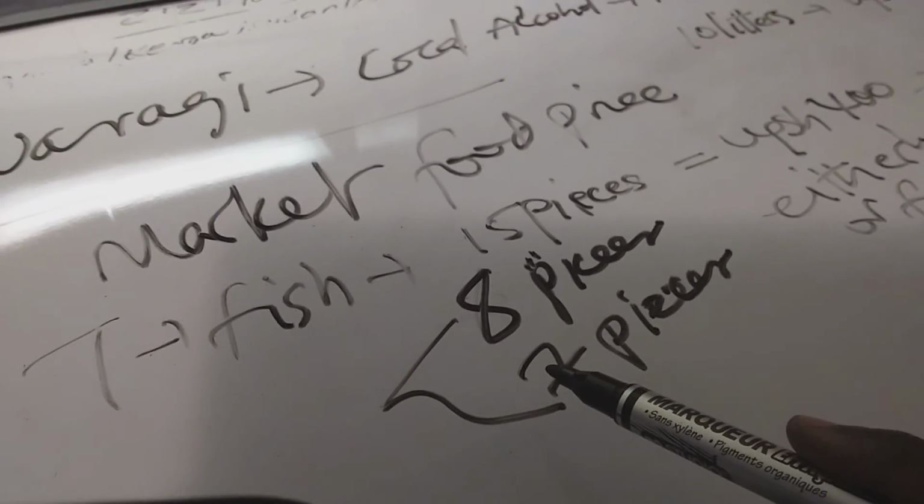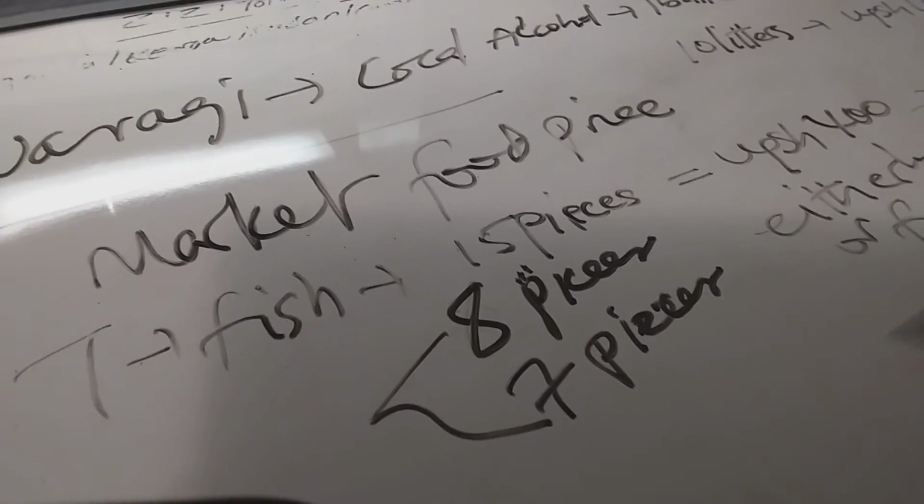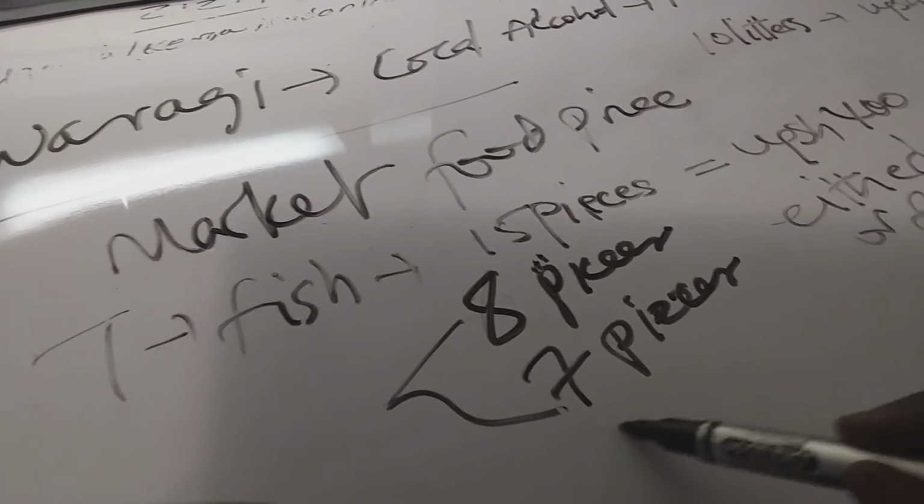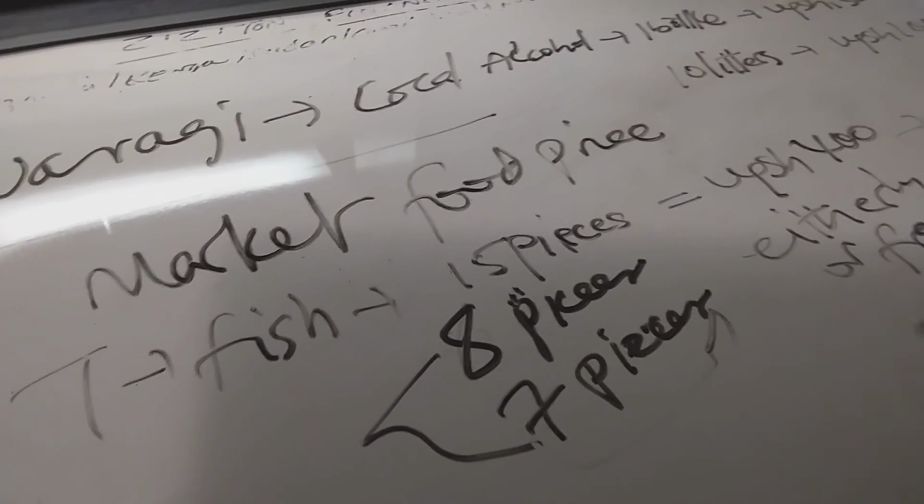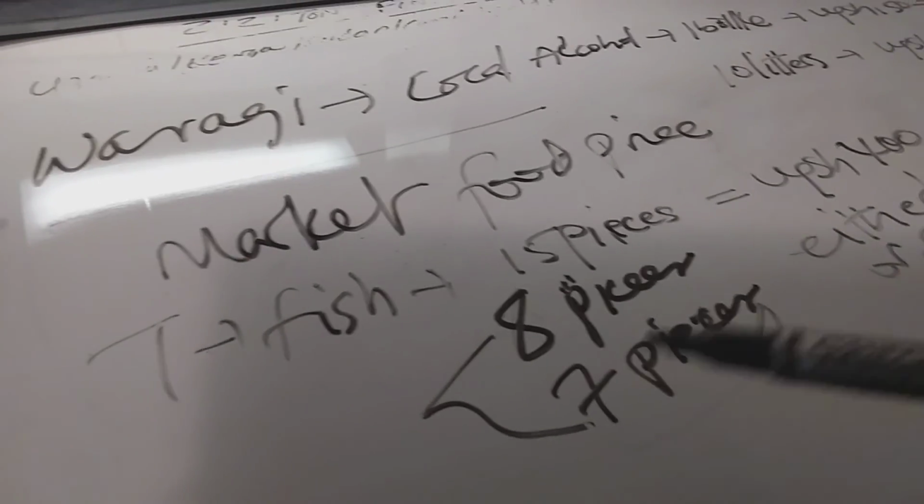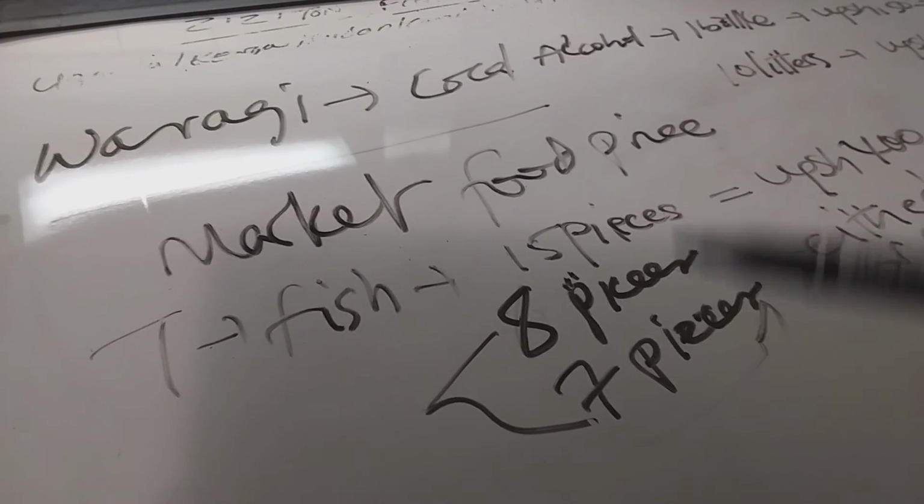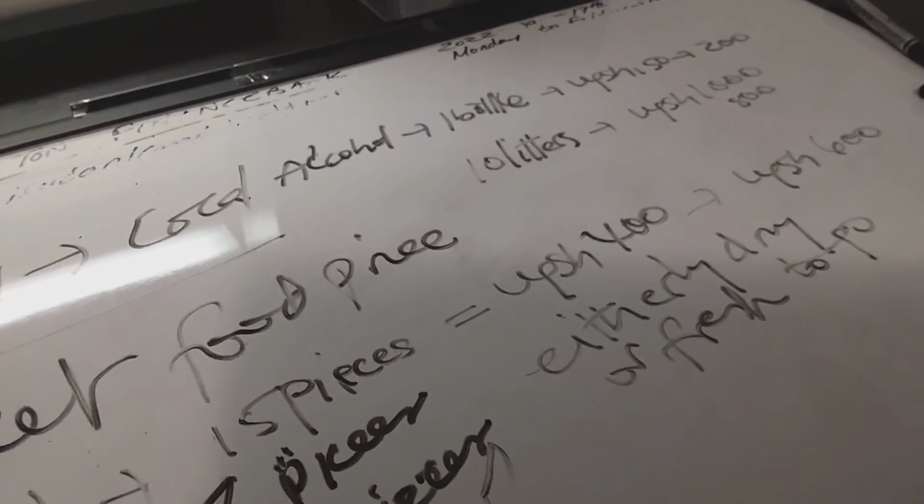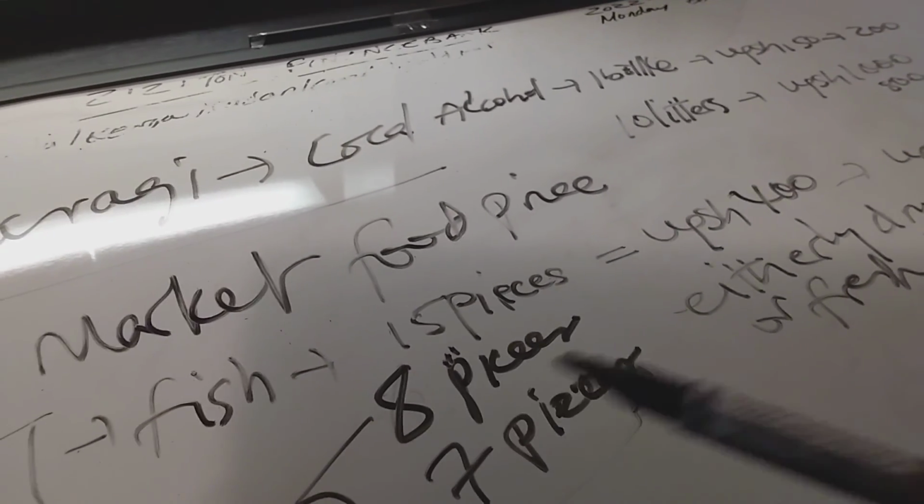That is the whole pack, like they normally put in the pack. 8 pieces, 7 pieces, 15 pieces. 15 pieces is also there, roughly 15,870. So that's how it goes.